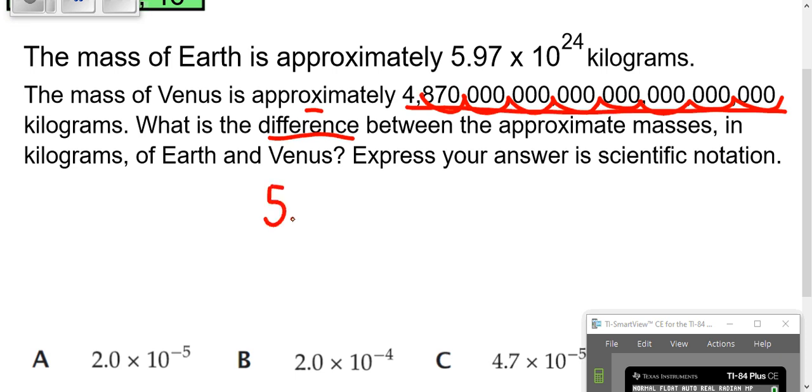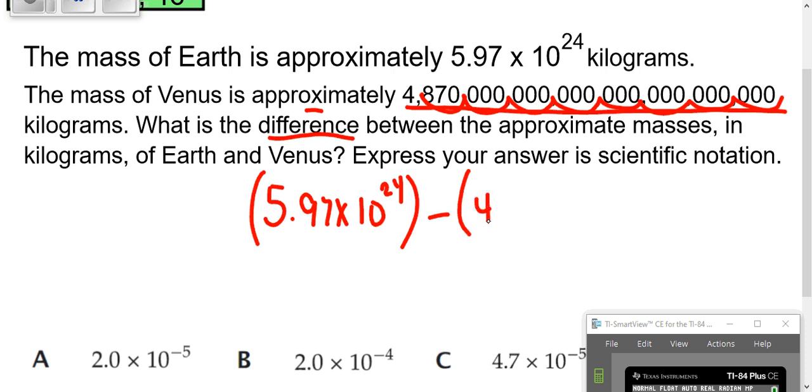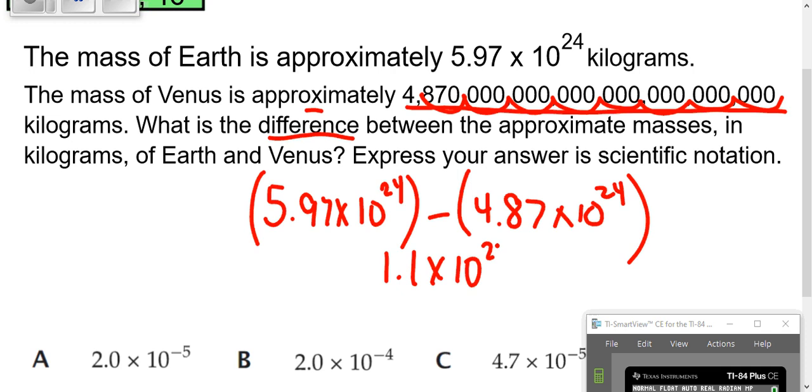And 5.97 times 10 to the 24th, even by hand, but we're not going to do this by hand. And then minus 4.87 times 10 to the 24th. Notice the exponents are the same. So now you grab your calculator, put that in, and you get 1.1 times 10 to the 24th.